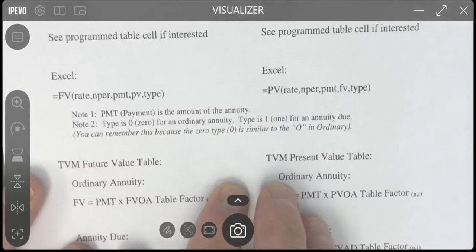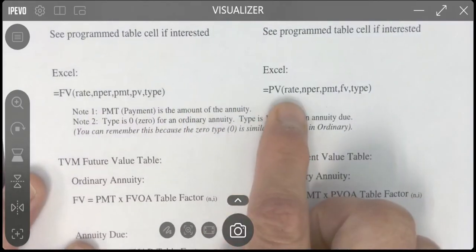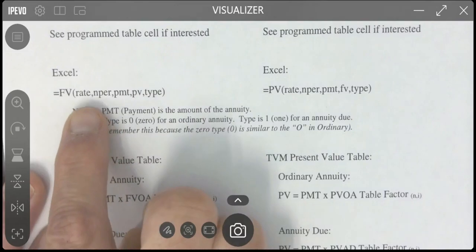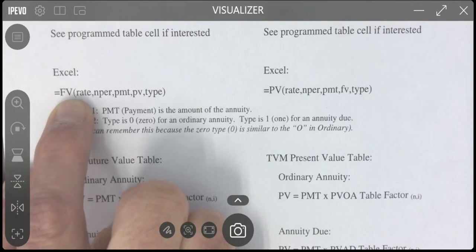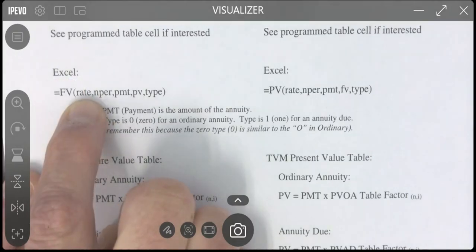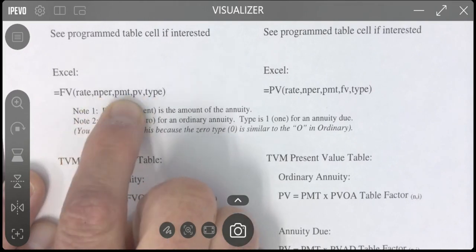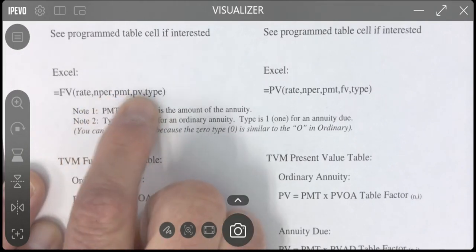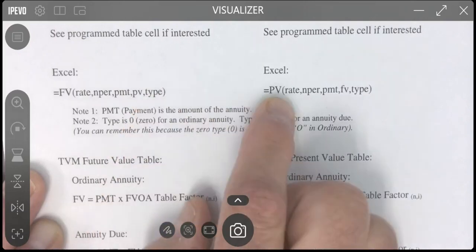To use the Excel function to get the future value or present value of an annuity, you have equal. So we're using the future value function for the future value of an annuity, equal FV. You put in the appropriate interest rate, the number of periods involved, the amount of the annuity, the payment, any present value, any amount today, and then the type. And again, we'll talk about the type in a moment.